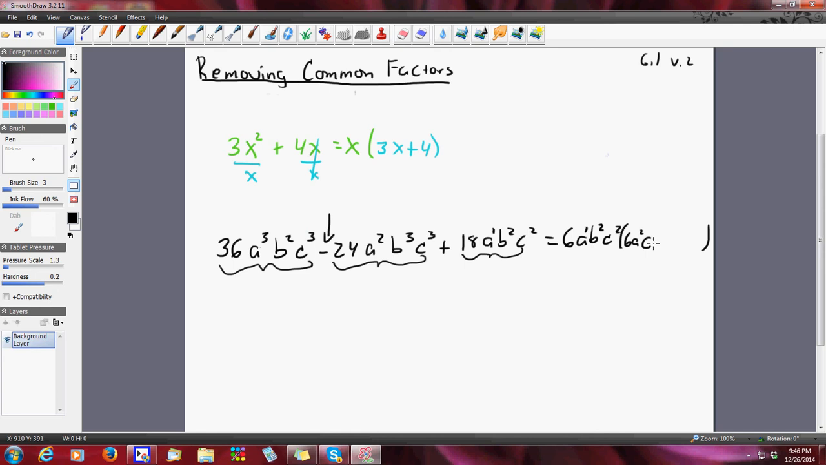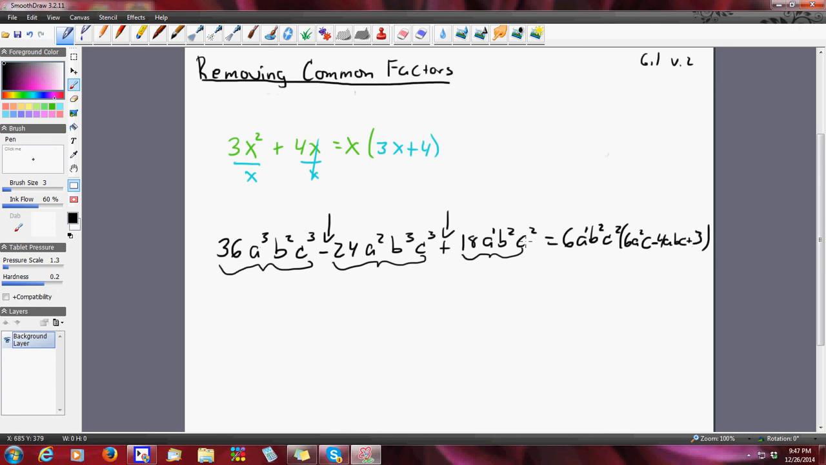Minus 24 divided by 6 is 4. A squared divided by a is a. B cubed divided by b squared is b. C cubed divided by c squared is c. Plus 18, I get my plus from here. 18 divided by 6 is 3. A divided by a is a.